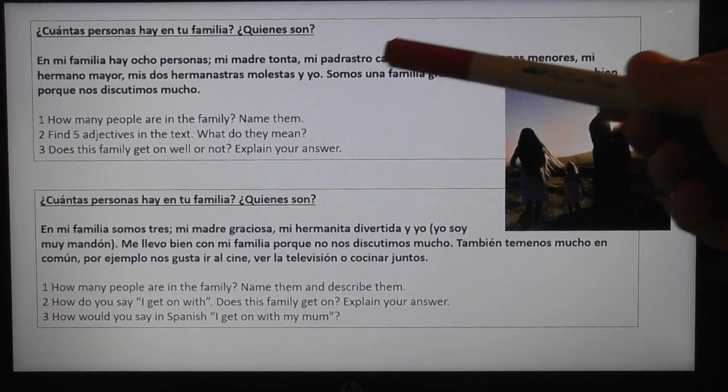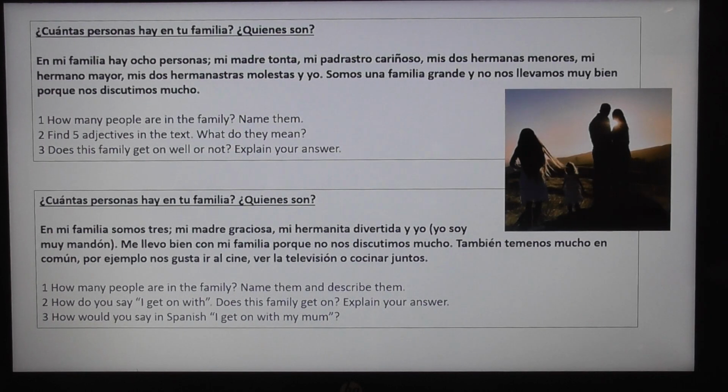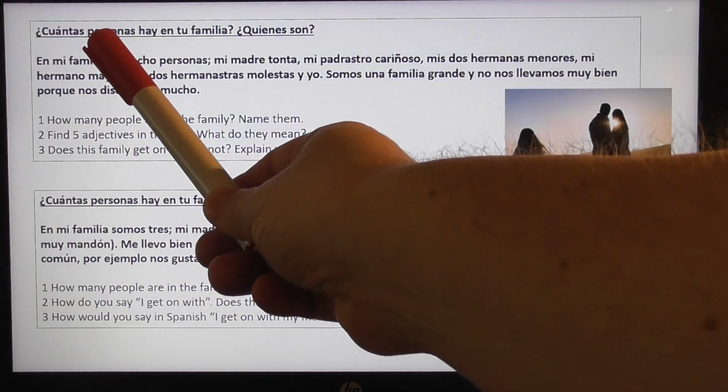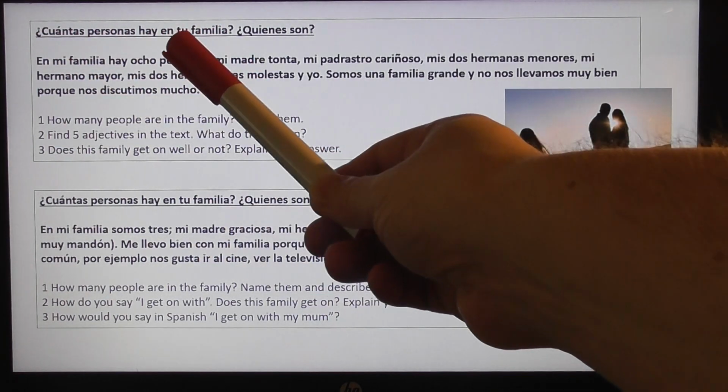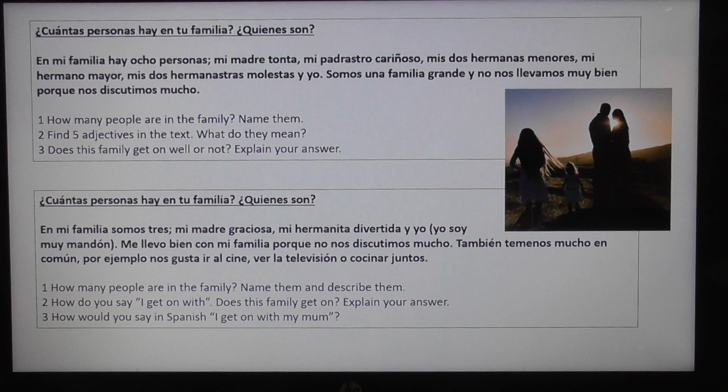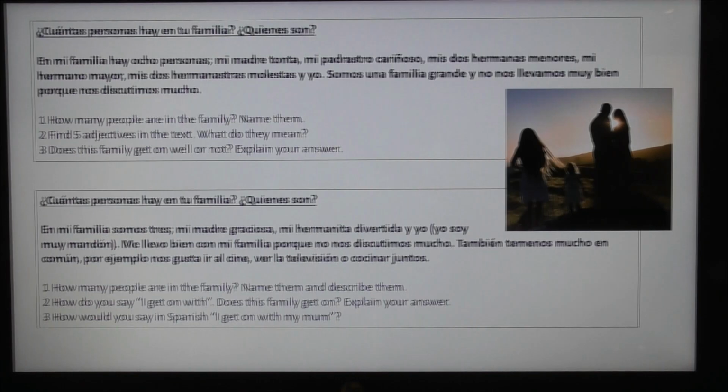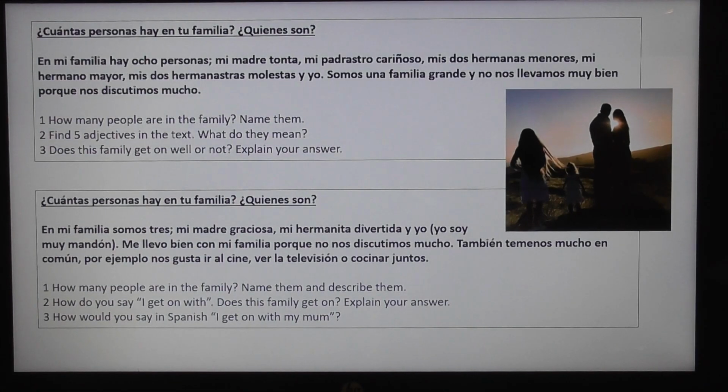So we've got 2 short texts here written in Spanish and a series of questions in English. And I want you to read the text and answer the questions in English. Key question here, ¿Cuántas personas hay en tu familia? Which you've answered now. How many people are in your family? New question, ¿Quiénes son? Who are they? Okay, come back to you soon. Listos en A, B, C.